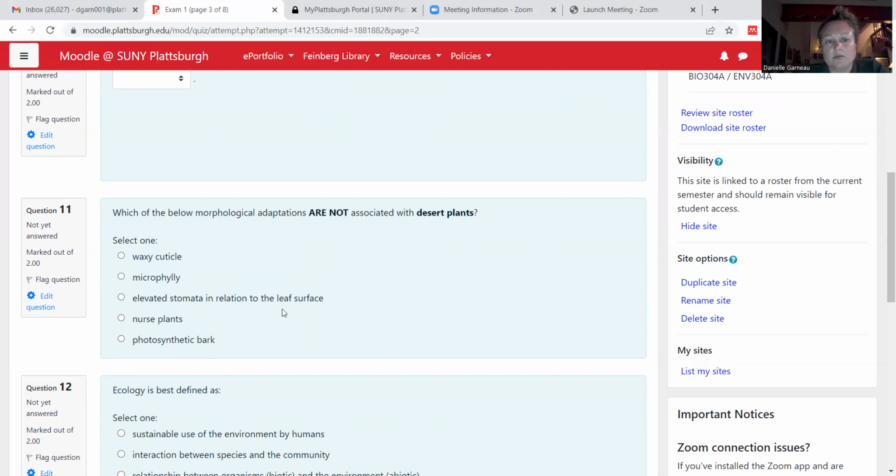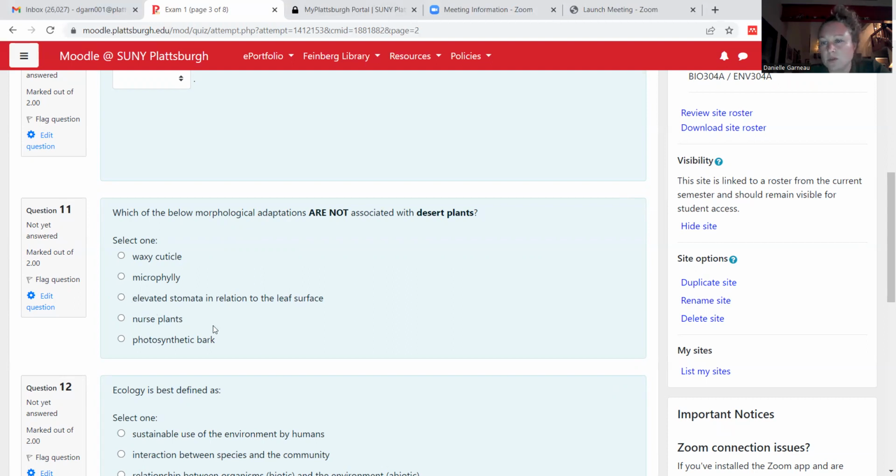Elevated stomata in relation to leaf surface area. So this was the one that I threw in there to catch you guys. We have talked about sunken stomates, right? Sunken stomates are going to be protected from the wind, from evapotranspiration, but elevated would make them more likely to lose water out of their leaves, out of those pores, right? So that one we're tagging as potential.